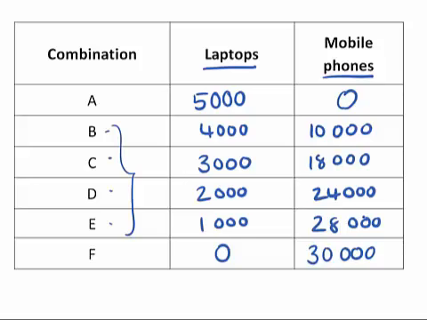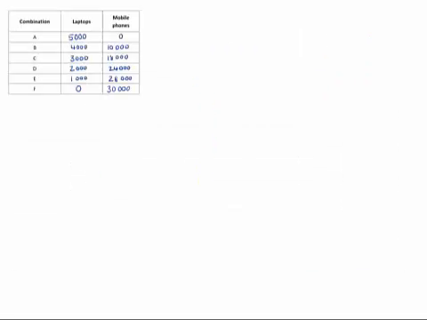Now we understand how the PPC table works. So let's make this smaller and put it in the corner so that we can draw the PPC curve. There we go. Now the first thing we need to draw the PPC curve is some axes.